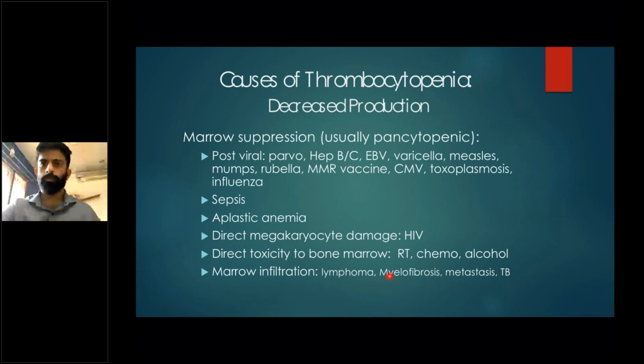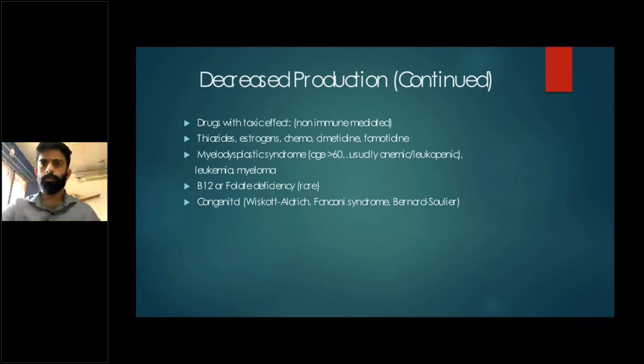Lymphoma and myelofibrosis we discussed in previous classes. We can have thrombocytopenia in those cases. There can be metastasis and also tuberculosis, tuberculosis of the bone marrow. These can cause thrombocytopenia, decreased production. Continuing, there will be drugs with toxic effect which are non-immune mediated. Immune mediated will cause destruction. So non-immune mediated will cause decreased production. Thiazides, estrogens, chemotherapy, cimetidine, famotidine, these can cause decreased production.